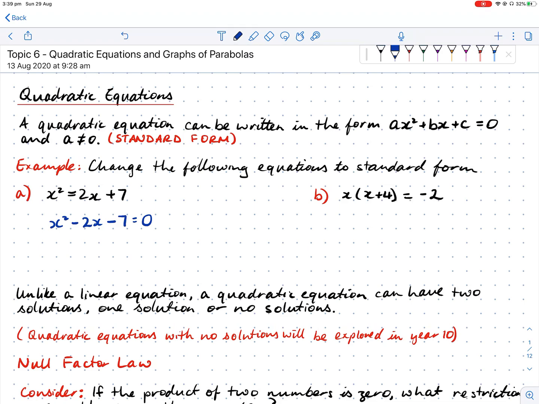When we come to the next question, the first thing that you need to do is expand that bracket. Get rid of that bracket by expanding. So that's x squared plus 4x equals negative 2. We don't want to have any brackets, so that's our first step. Now we can take that negative 2 and add it over. So then your answer is x squared plus 4x plus 2 equals 0. And so we've changed that equation into standard form.